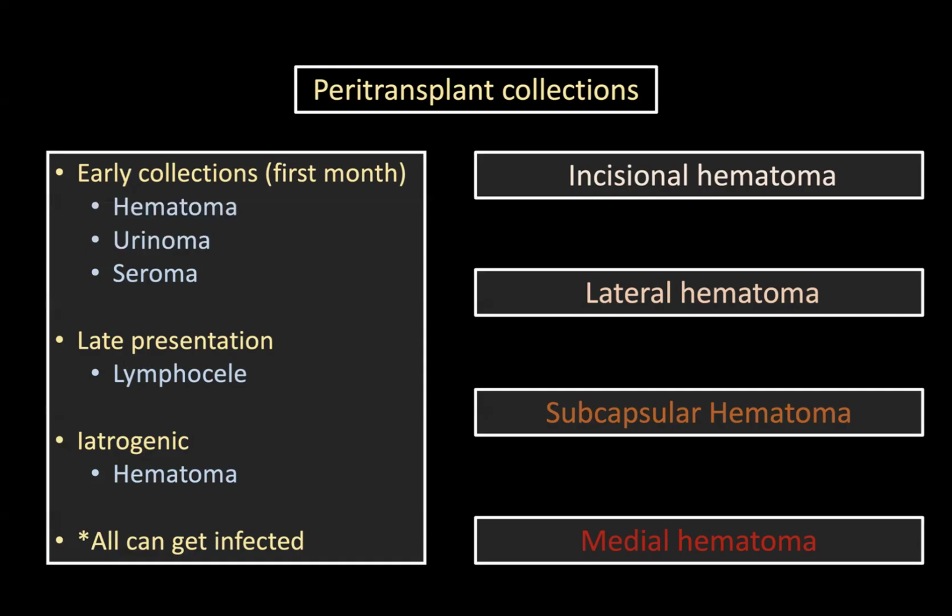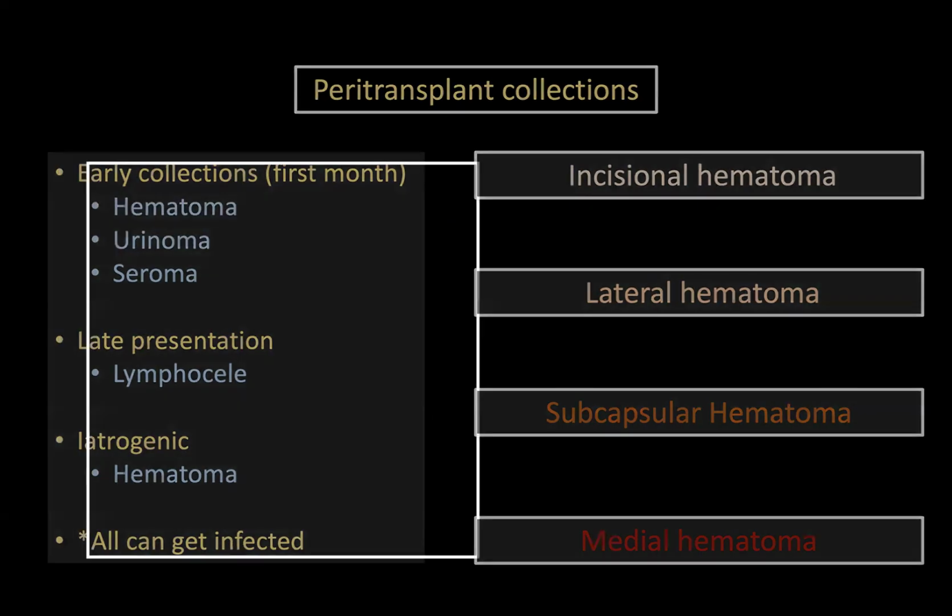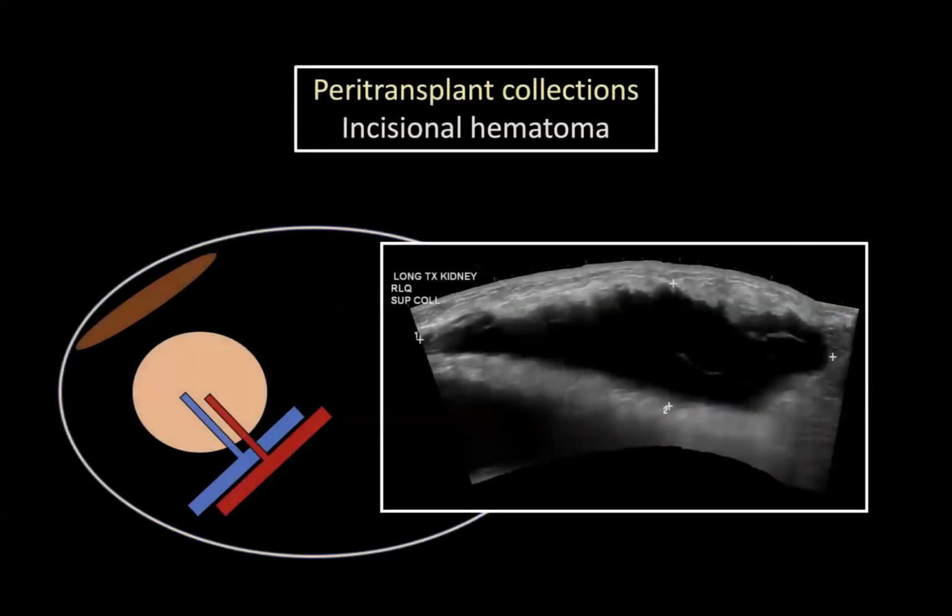The location of the hematoma kind of gives some ideas to the prognosis of that particular hematoma. We have incisional hematomas, which are the least scary. We have lateral hematomas, which are a little bit more scary. Subcapsular hematomas, which can have significant concerns for the health of the kidney graft. And then the medial hematomas, which can be life-threatening. And so we're going to go through some example cases of this.